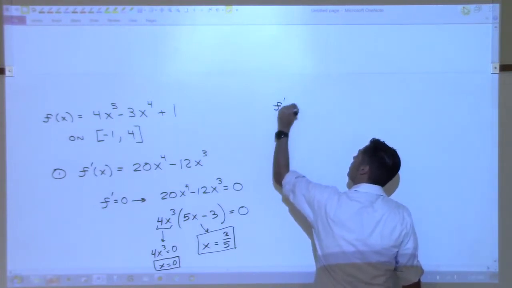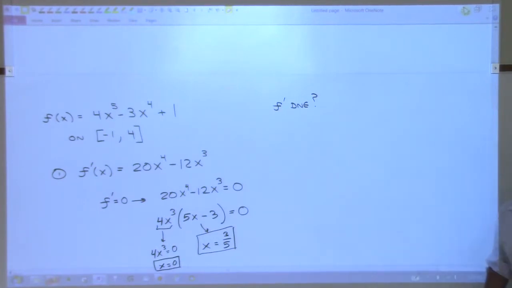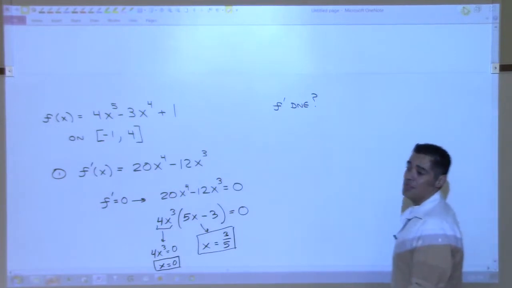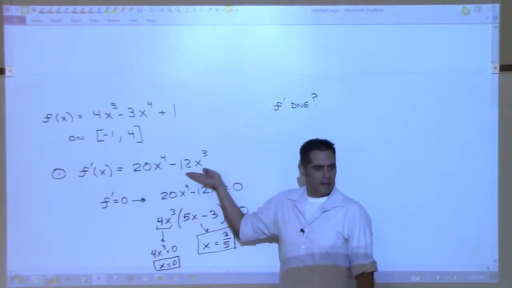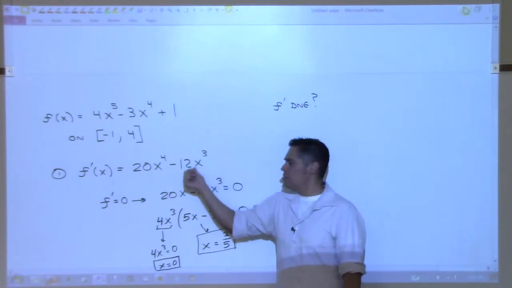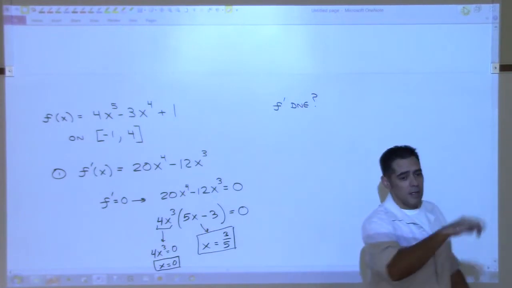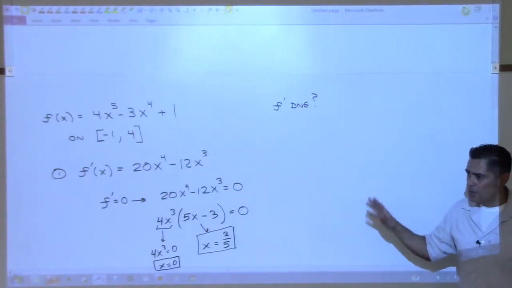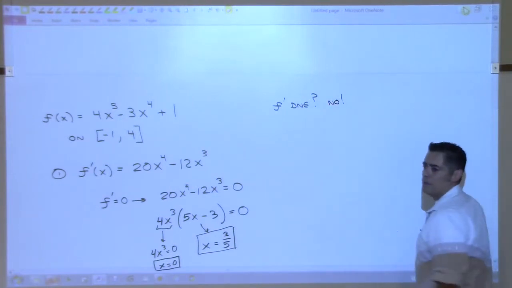What about this? Does this ever happen? Does our derivative never exist? There's our derivative. It's good, right? There's nothing we have to worry about. You can plug 0 into this, that's fine, it just spits back 0. You don't get division by 0, you don't get any roots of negative numbers. It's a nice function, so no, this does not happen. We don't have to consider it.